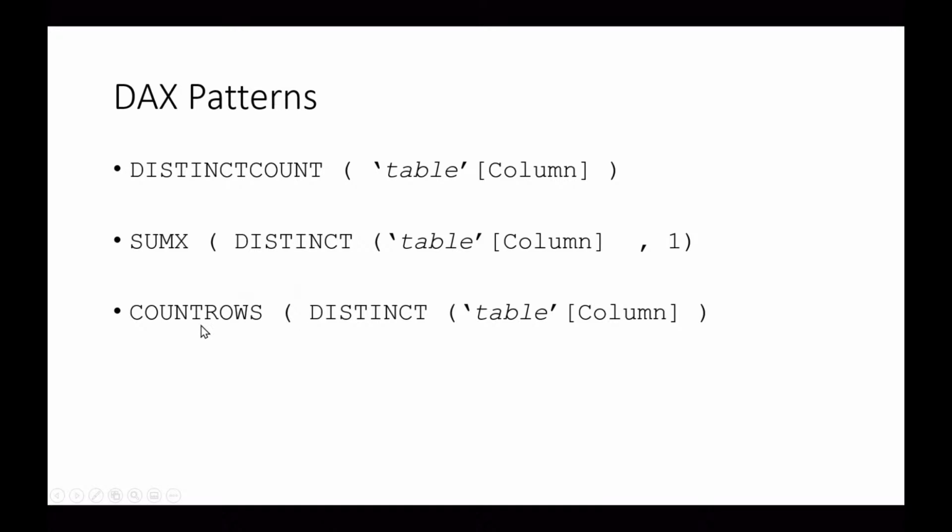I see this sometimes, count rows distinct table column. Now this should give you the same value as the two previous examples, but quite often, if you look under the covers, this count rows pattern often just gets rewritten as distinct count. So if you're thinking you're possibly going to get different performance, then the chances are, if you wrote your calculation using distinct count table column, that you'll probably end up with exactly the same performance characteristics.